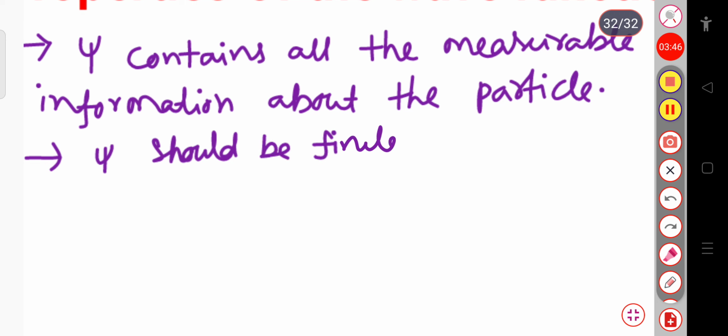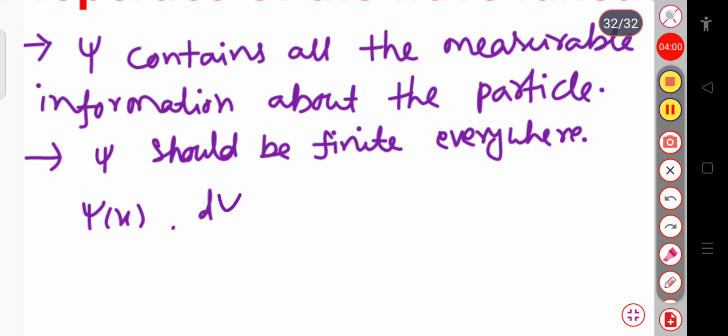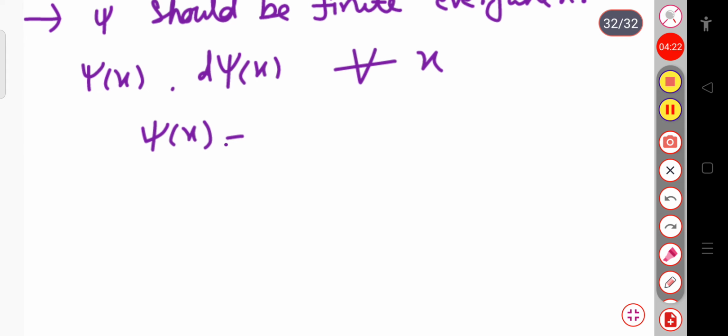Psi should be finite everywhere. Finite everywhere means that this psi of x as well as the derivative of this function, d psi of x, must be finite for all values of x. This psi of x as well as d psi of x must be finite for all values of x. Suppose this psi of x is infinite at any point in space.